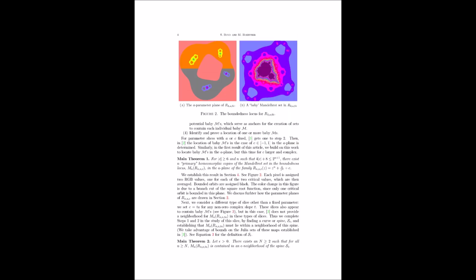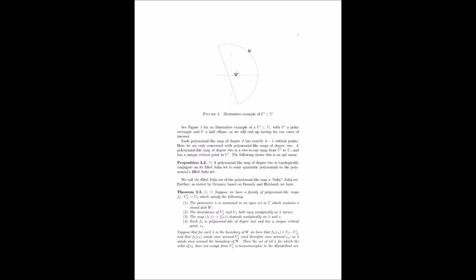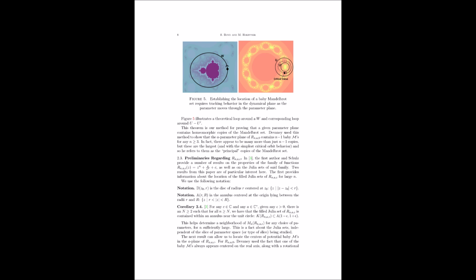Exactly. But we still need to prove that the boundedness locus, those stable regions, actually stays close to those spines. How do we do that? That's where main theorem 2 enters the picture. What does main theorem 2 say? It states that for any positive number epsilon, no matter how small, we can always find a large enough integer n such that the boundedness locus is completely contained within an epsilon neighborhood of the spine. So the larger we make n, the closer the boundedness locus gets to those spines.